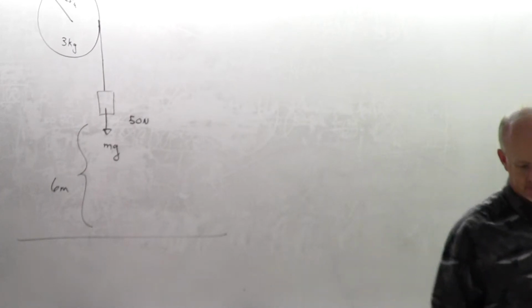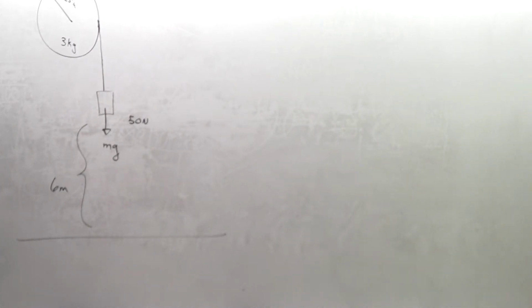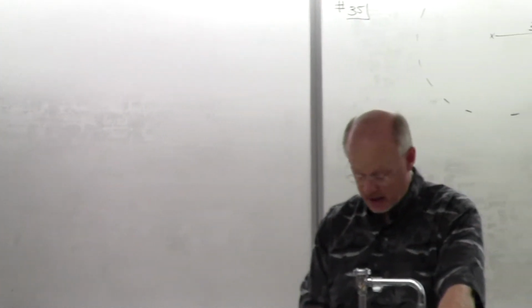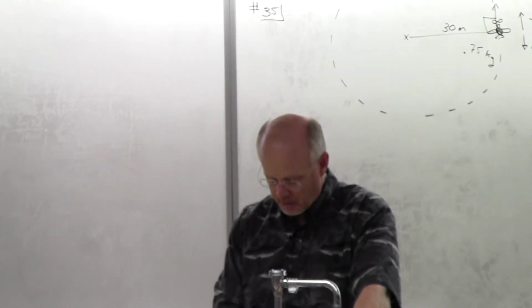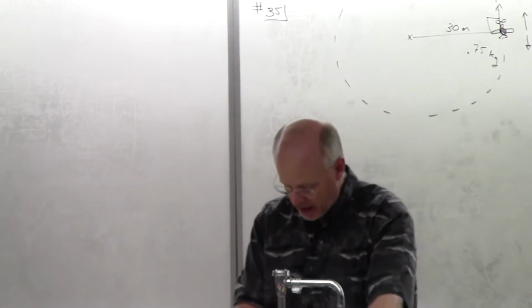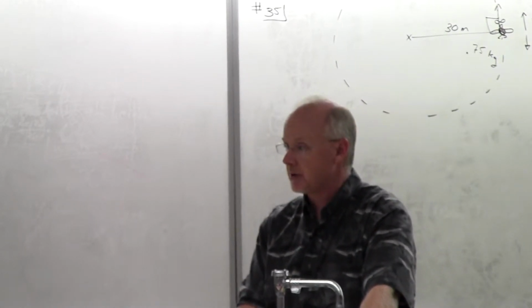6 meters. 6 meters above the floor. A. Determine the tension in the string, the acceleration of the object, and the speed of the object when it hits the floor. B. Verify your last answer, that is the speed of it, by using conservation of energy principles.